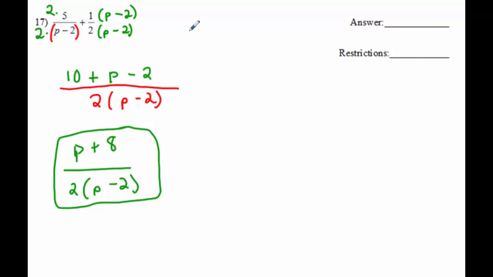We can't simplify because this doesn't have a 2. This p, since it's 1p, I'd have to be able to divide it by 2. So if that had been 2p plus 8, yes, we could simplify. But it's not. And our restriction is that p can't be positive 2.